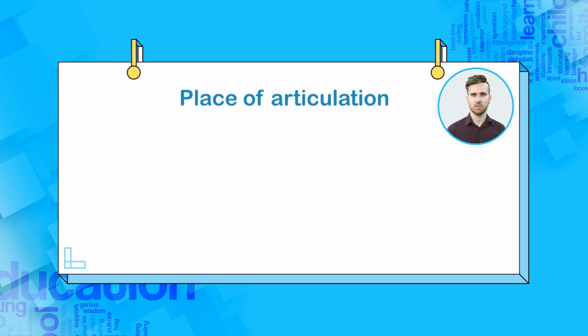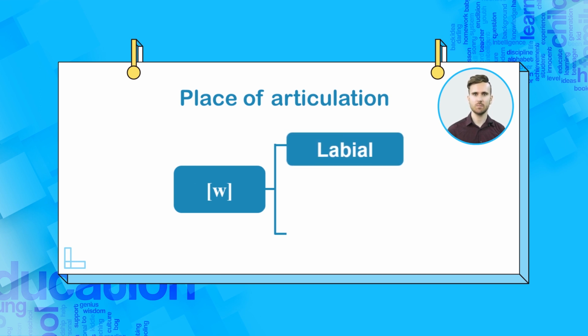One English consonant, w, actually has 2 places of articulation. It is labial, which means it is made with the lips, and velar. You will learn more about this in the next episode.